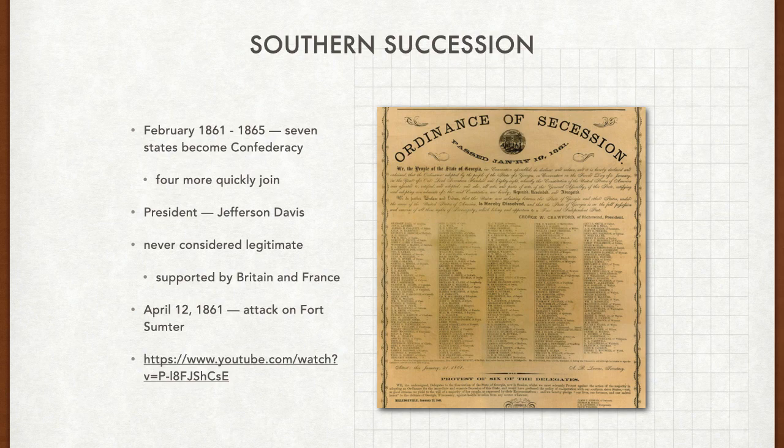The war began April 12th, 1861, when the Confederates attacked Fort Sumter. I said it was in Florida. It was in Charleston, South Carolina. I get it mixed up with another fort that was attacked around the time.